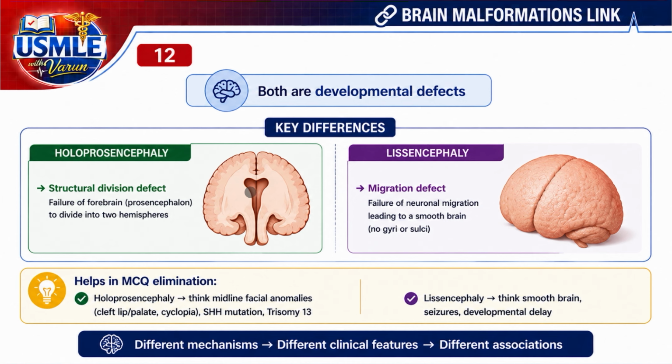Both these disorders, holoprosencephaly and lissencephaly, are developmental disorders, but the main thing that differs between them is the mechanism. In holoprosencephaly, there is a problem in the division, whereas in lissencephaly, there is a problem with the migration of the neurons. Whenever there's failure of the forebrain to divide into two hemispheres, it's called holoprosencephaly. Whenever there's failure of neuronal migration leading to a smooth brain with absent sulci and absent gyri, this is called lissencephaly.